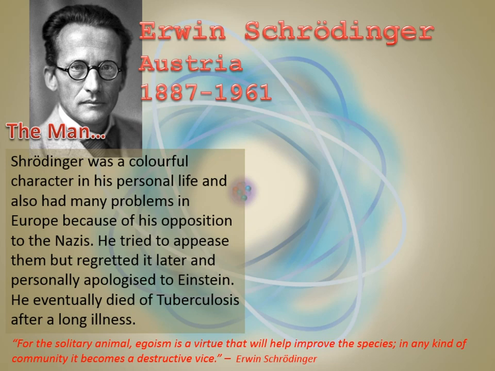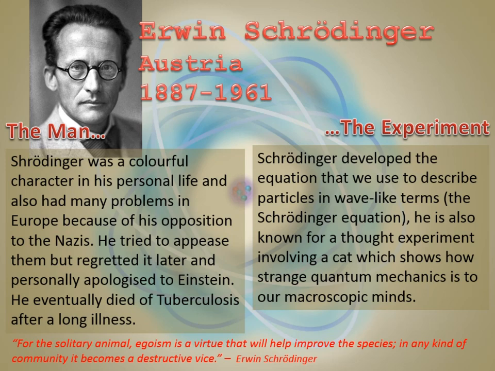Schrödinger formalized quantum mechanics for the very first time. He invented the equation that we use to describe particles in wave-like terms. This is called the Schrödinger equation for obvious reasons. He's also very well known for Schrödinger's cat, which is a metaphor, a thought experiment, which allows us to think about just how weird quantum mechanics really is.